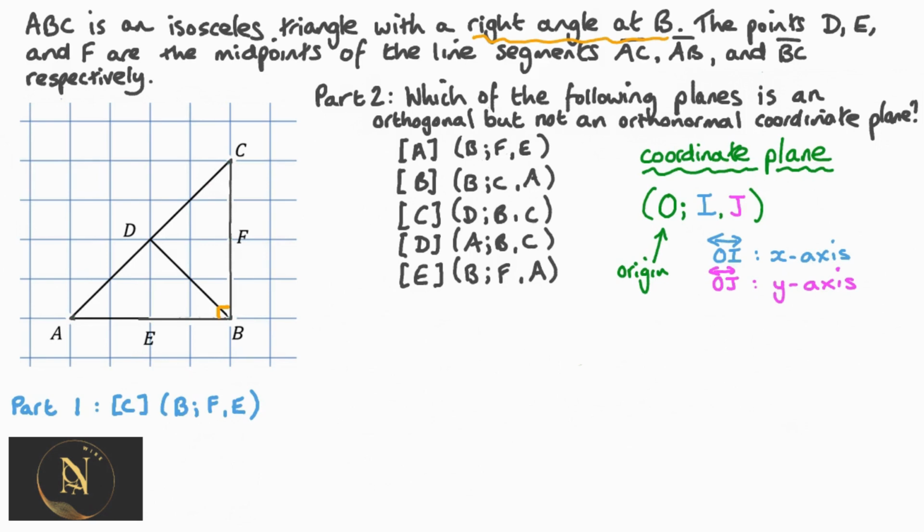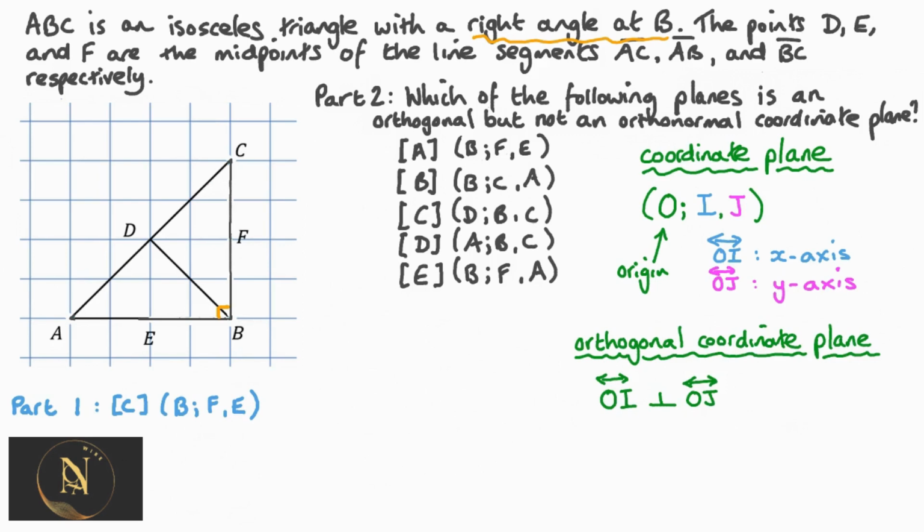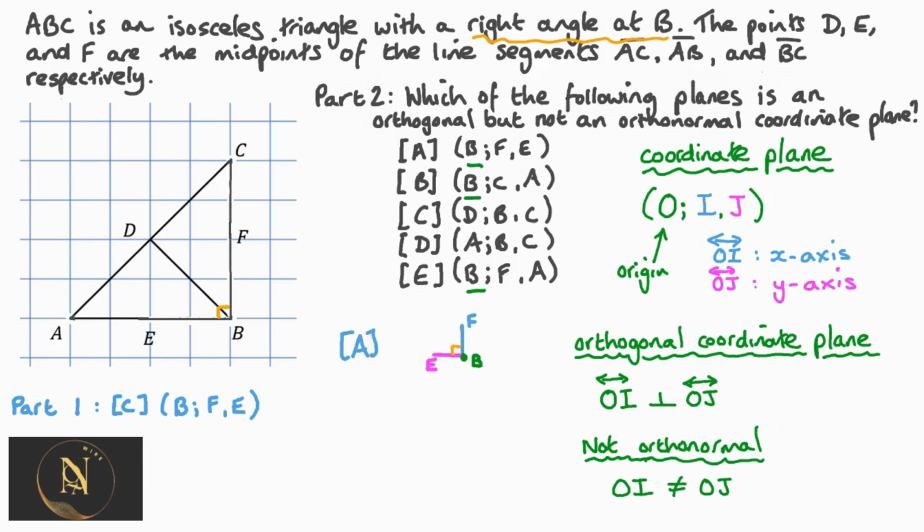Now in an orthogonal plane, the axes are perpendicular, but since the plane we're looking for is not orthonormal, then our unit lengths will not be equal. So let's consider our 5 options. Options A, B and E have B as the origin. Option A has axes BF and BE, and these are indeed perpendicular, so the first criteria is satisfied.